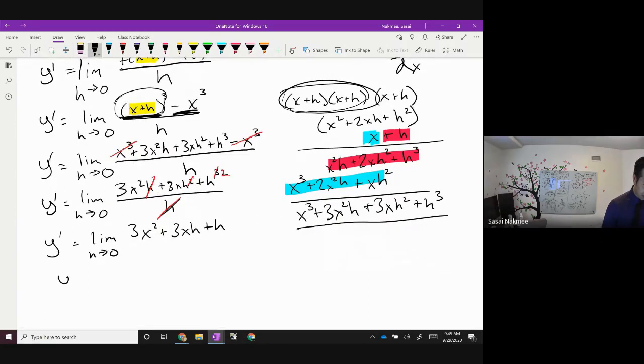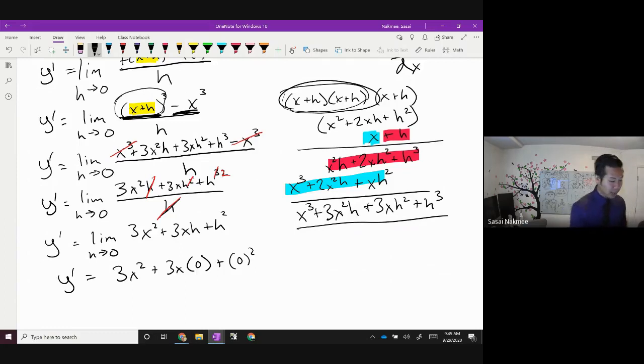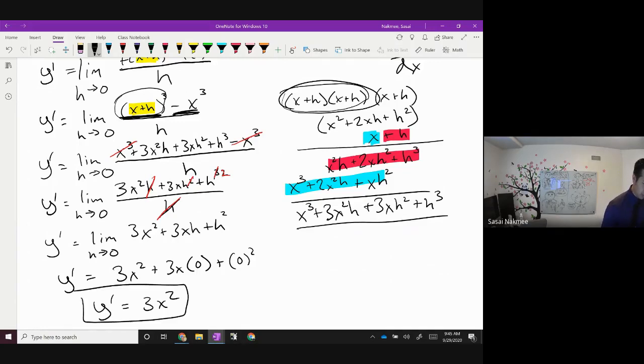I can evaluate this. So y prime is going to be equal to, and I just evaluate this right here, y prime is equal to 3x squared plus 3x times 0 plus, oh, that should be an h squared right there, plus 0 squared. I can evaluate this limit now, and those zeros cancel out, and I'm left with my derivative. My derivative of y is equal to 3x squared, and that's my derivative. Whew.